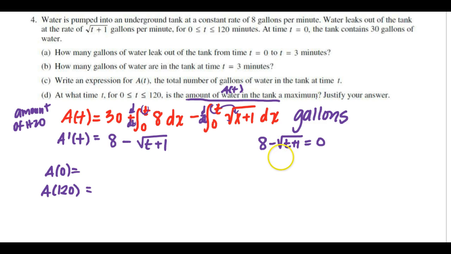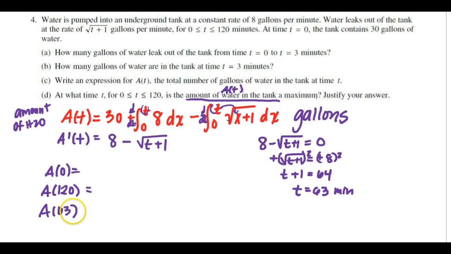So if we subtract the 8 and then divide by the negative, both of these become positive. In order to get rid of the radical, I'm going to square both sides. So I'm going to get t plus 1 equals 64. And if I subtract the 1, t equals 63. The units are going to be in minutes because it's a time, and my time is in minutes. So in other words, I also need to check A of 63.